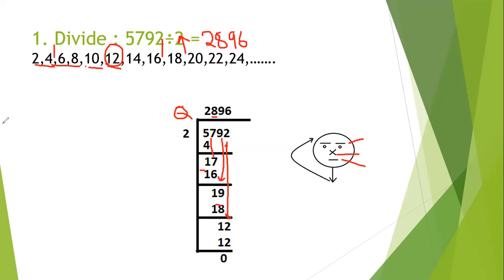To check your answer, you can multiply the quotient by the divisor. If you multiply the quotient by the divisor, the answer must be 5,792.